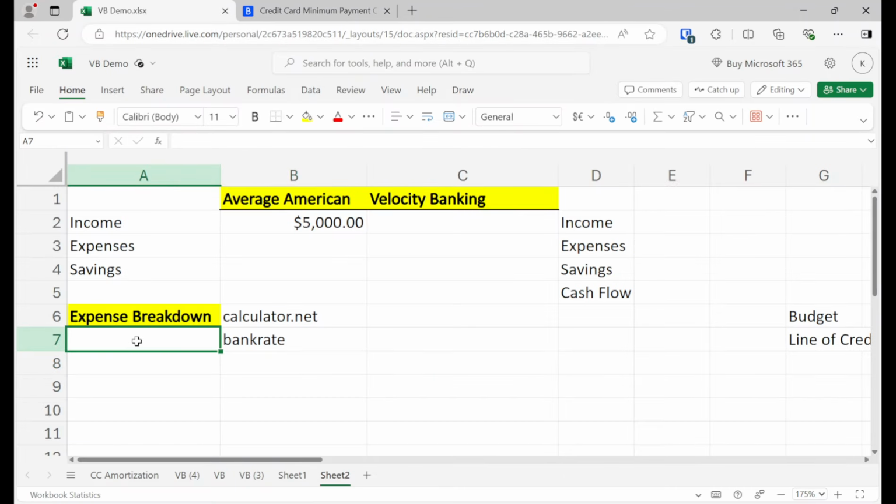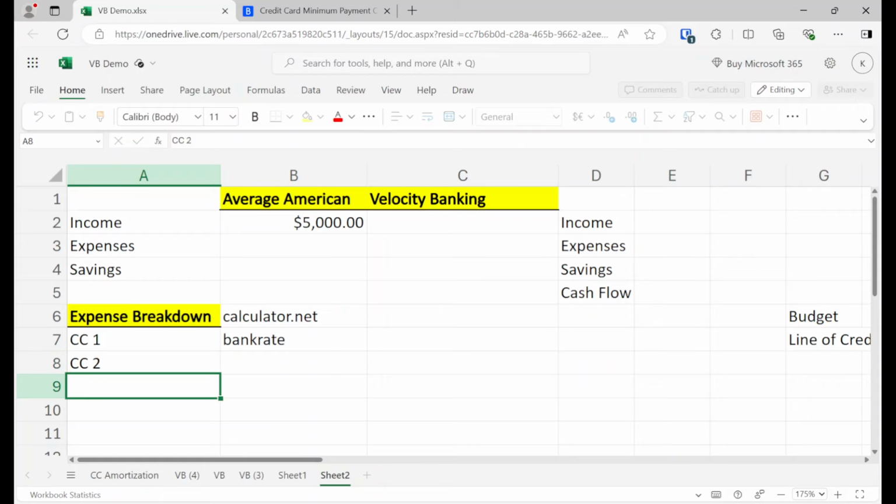So what we do is figure out what kind of debt we have, because this is a debt payoff strategy and our expense breakdown. We have to list every single debt that we have. So, credit card one, credit card two, we'll make this easy. And then we'll say this one has a 10K balance at a 25% interest rate, right?